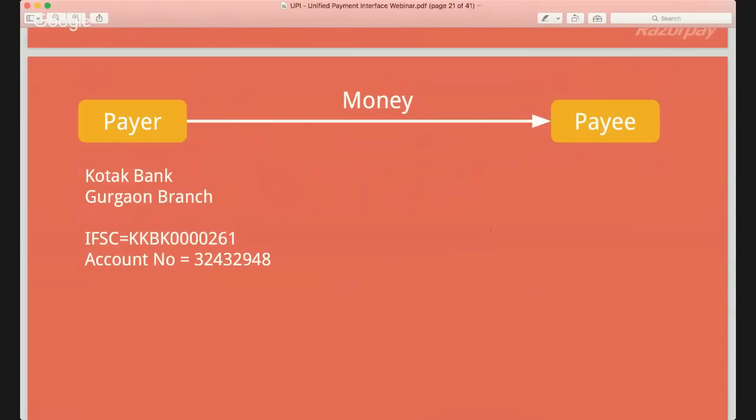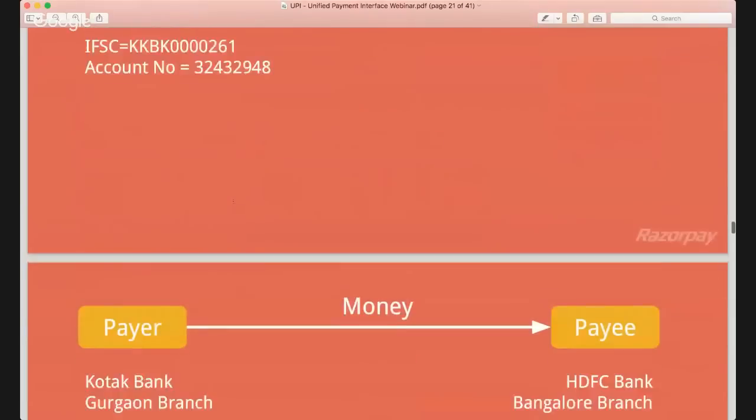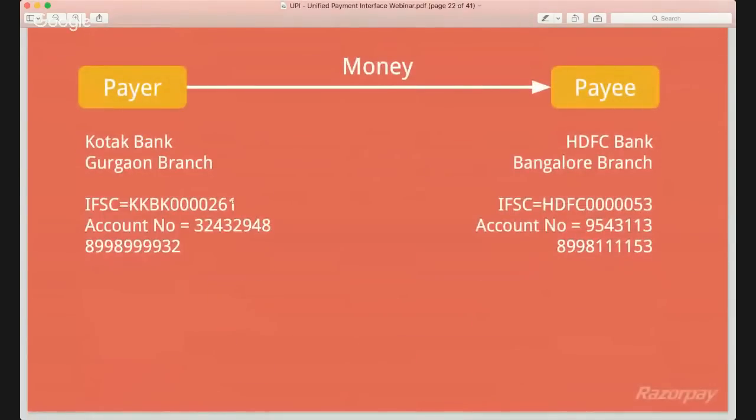We need to identify who exactly the money is coming from and where exactly it is going. Let's say the payer has bank account details. Since we are talking about the current scope of UPI, we are only talking about bank account transfers. We are not talking about, for example, wallet transfers, which might be implemented in a future version of UPI. So since it's a bank account transfer, let's say this is the bank account number, and this is the IFSC code of the Kotak Bank at the Gurgaon branch. At the same time, the payee has their own bank account details. If I were to show you this today, you'd probably go online to your net bank account and make an IMPS or a NEFT transfer, which will take its own time to reflect in the bank accounts.